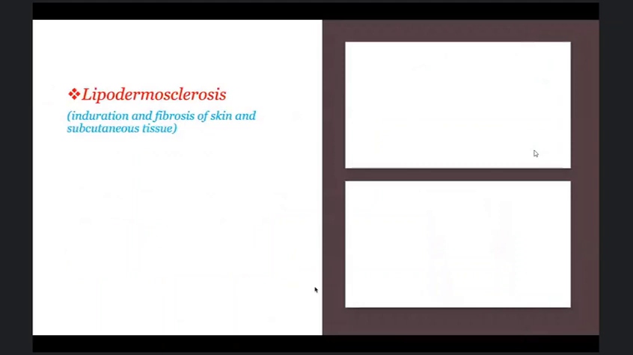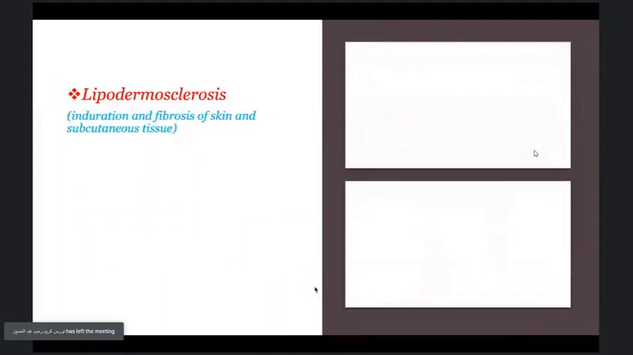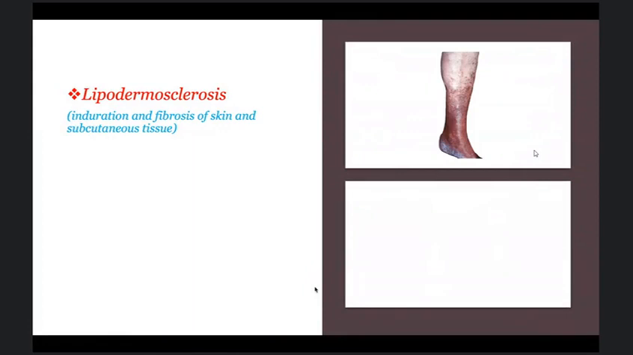And eczema or dermatitis, what we call venous eczema. RBCs lead to itching, lead to scratching, and then eczema will develop. So thrombophlebitis or superficial thrombophlebitis, pigmentation, eczema or dermatitis. Other complications: lipodermatosclerosis, or lipodermal sclerosis, induration and fibrosis of skin and subcutaneous tissue.